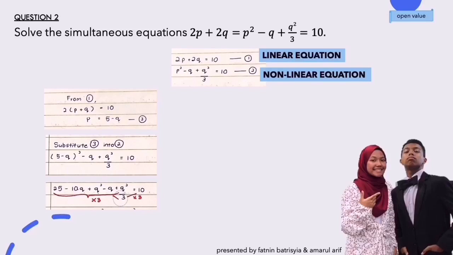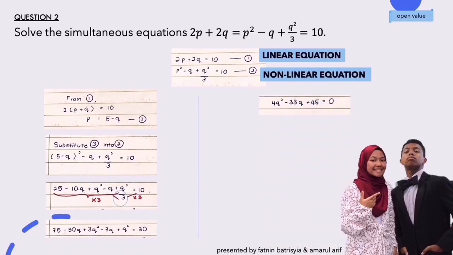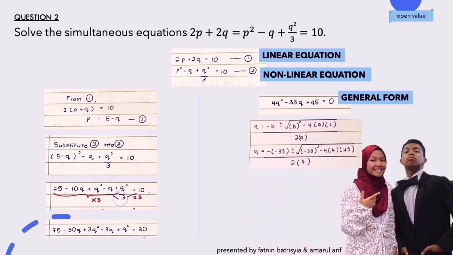Now, to simplify the equation, multiply 3 on both sides. Simplify the equation until it becomes 4q power of 2 minus 33q plus 45 equal to 0. Now you have the general form. By using the quadratic formula, insert the values a, b, and c to get the value of q.